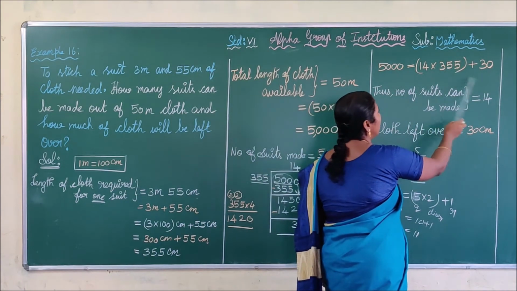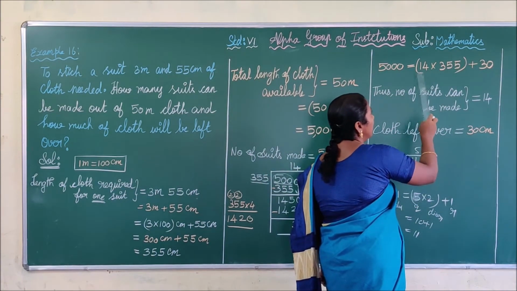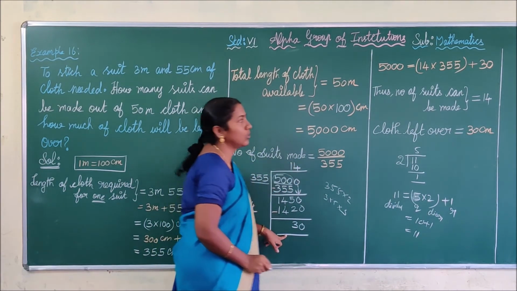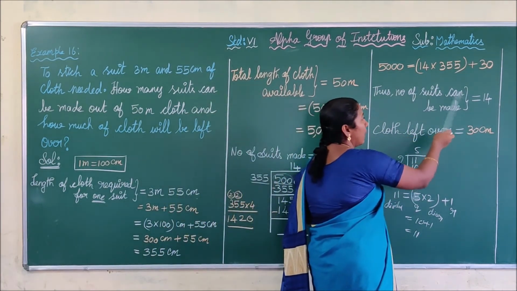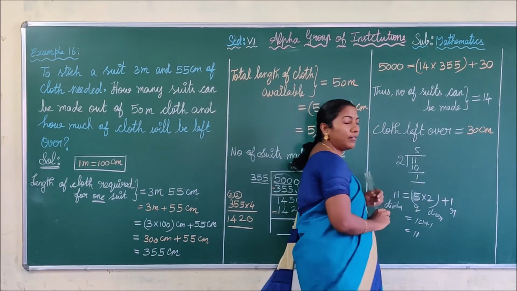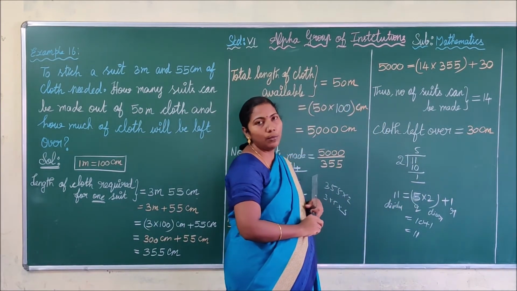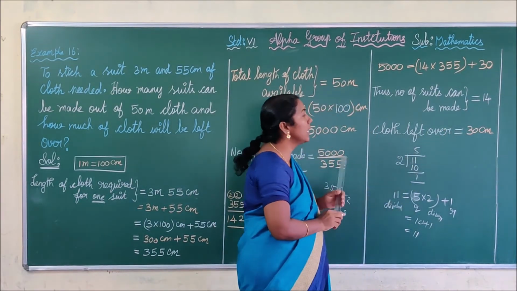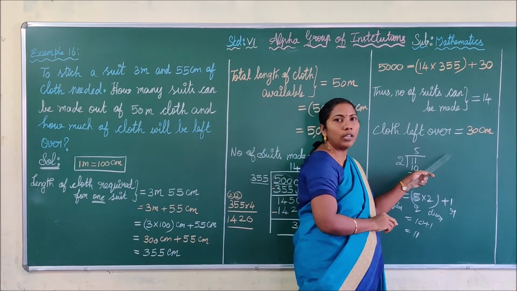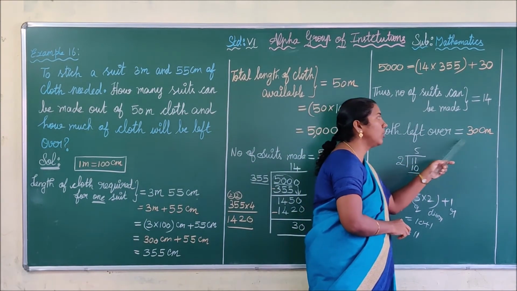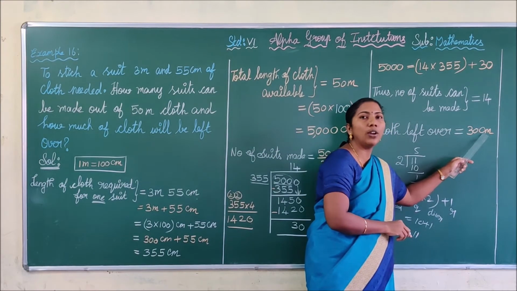From this we can observe number of suits that can be made is, you have to take the value of quotient, not the remainder. So number of suits that can be made by the available cloth is 14 suits. We can stitch 14 suits. What is the remaining cloth left over? You have to use the remainder value. That is cloth left over equal to 30. Here you have to write the units.